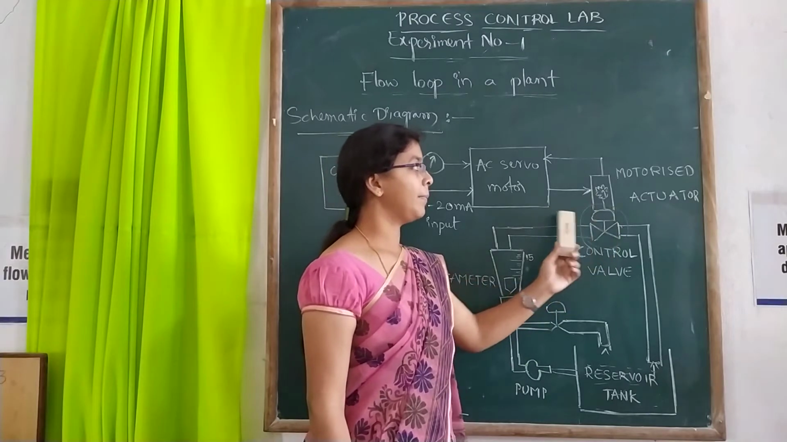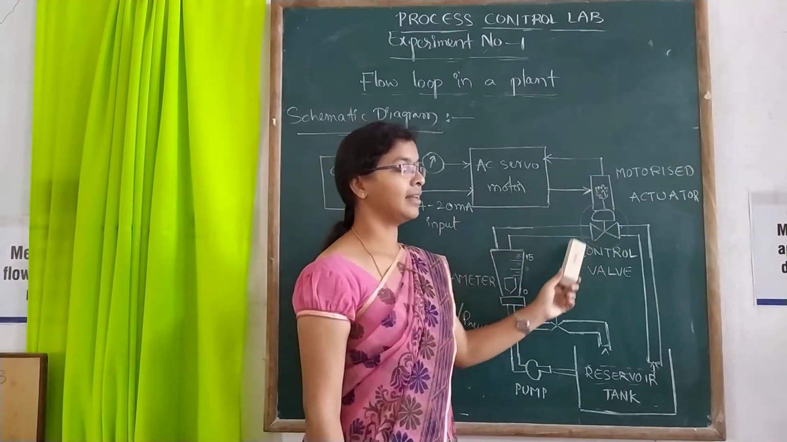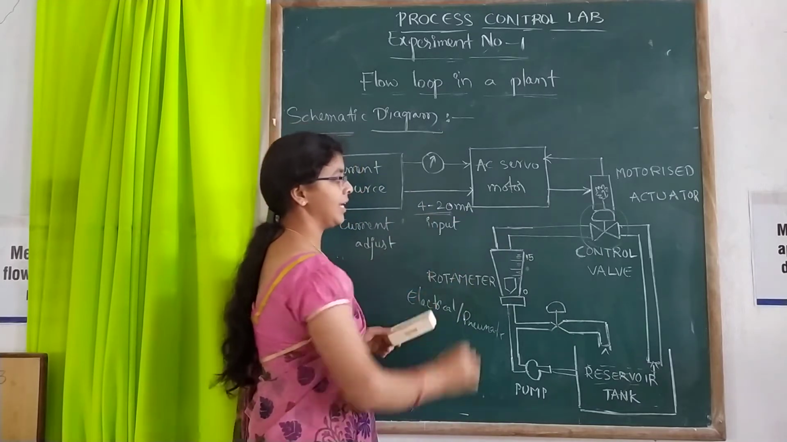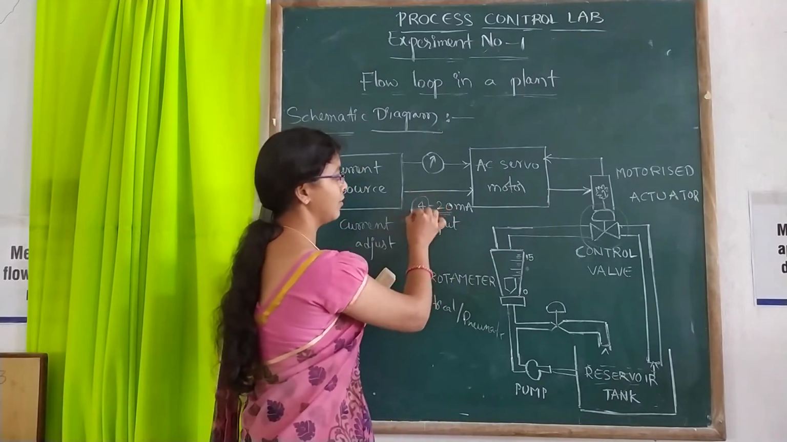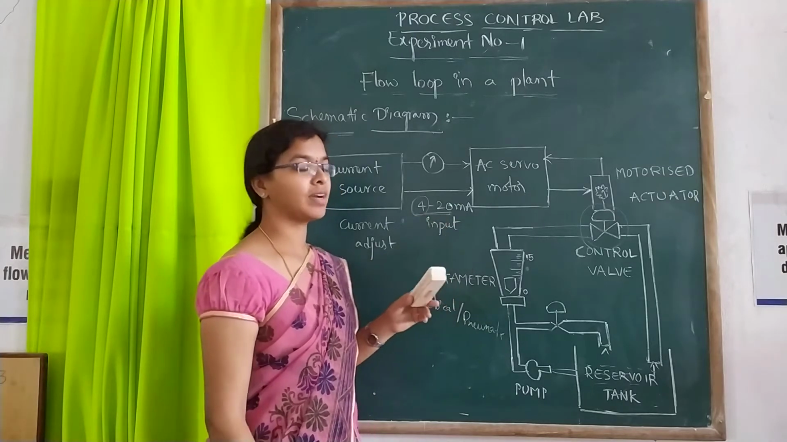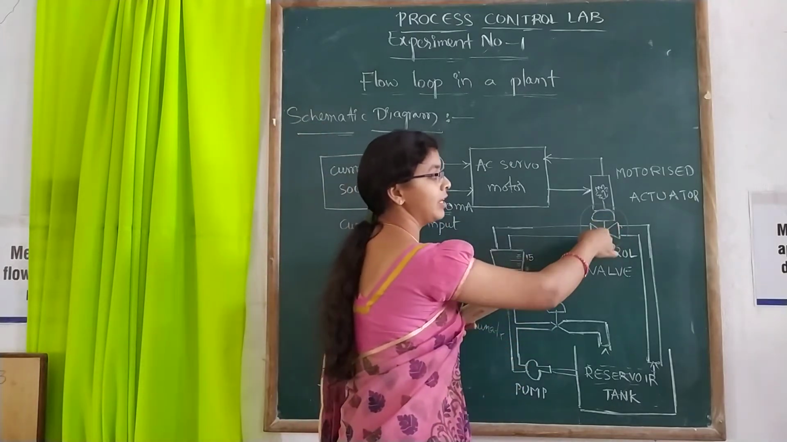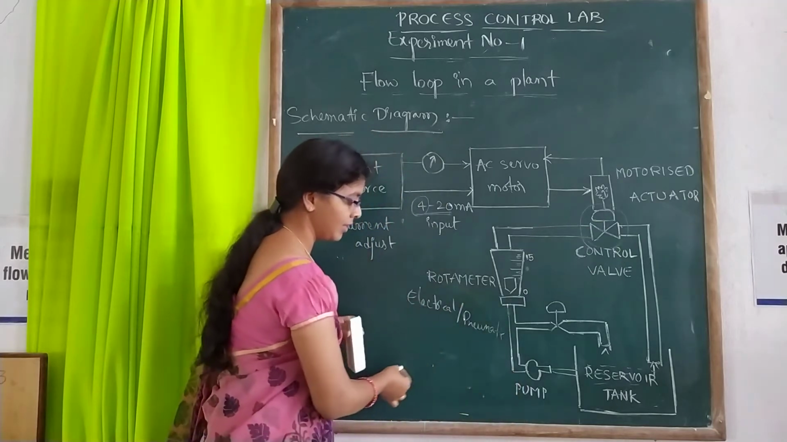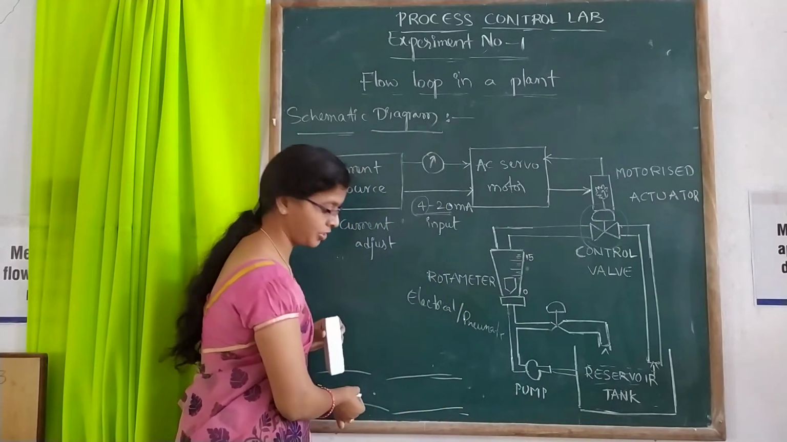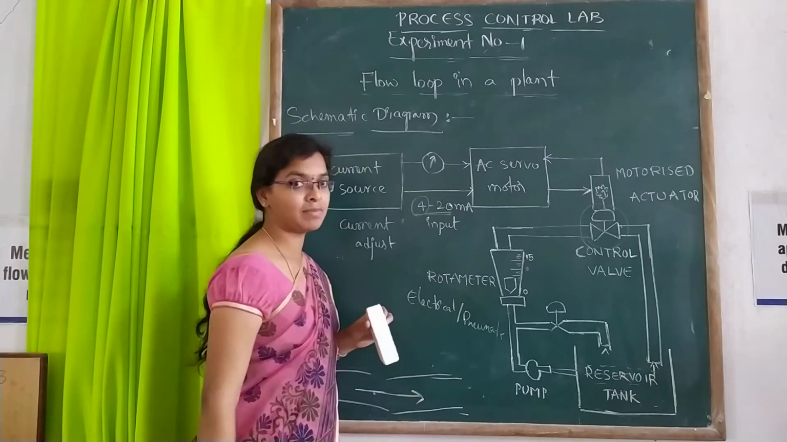Okay, so in order to control this flow rate in a rotameter, we are going to apply a current signal to this particular valve. The current range is from 4 to 20 milliamps. Whenever you apply 4 milliamps of current, the stem will be in the maximum open position, and the flow rate will be maximum here.